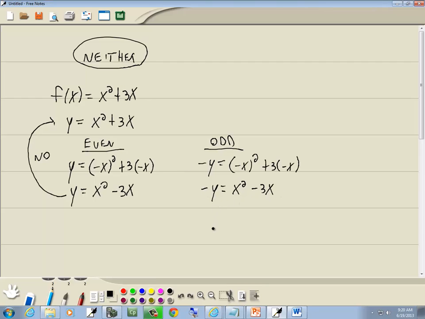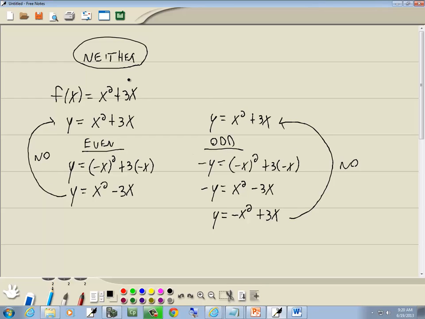Negative 1 times negative y is y. Negative 1 times x squared is negative x squared. Negative 1 times negative 3x is a positive 3x. And here's our original function. And it's close, but I can't get it to look like the original one. And since the answer is no on both of those, then it's a neither.